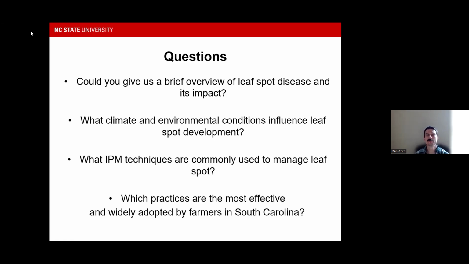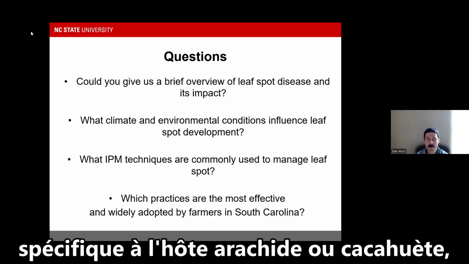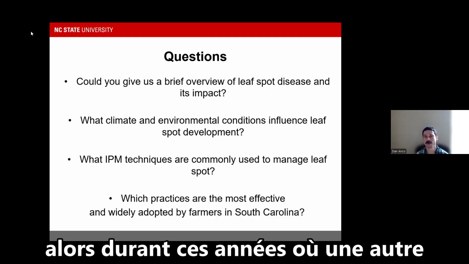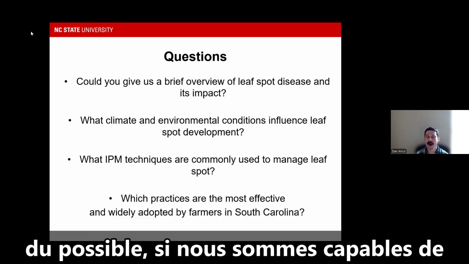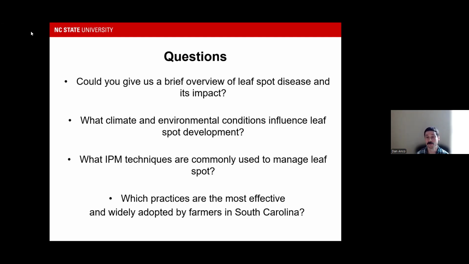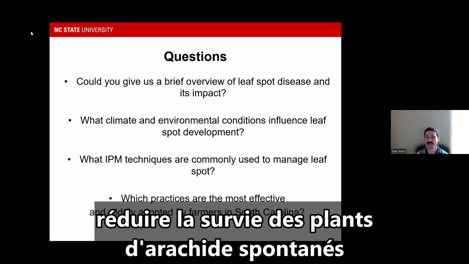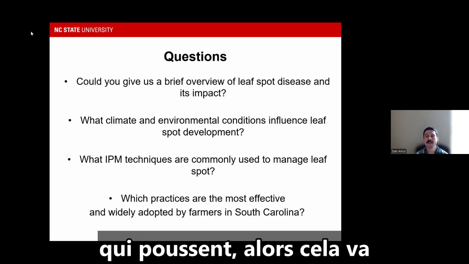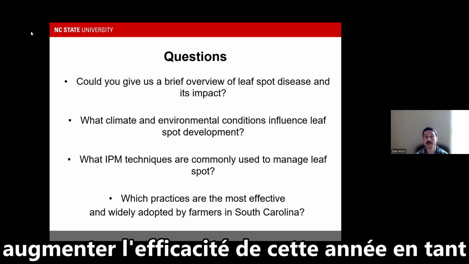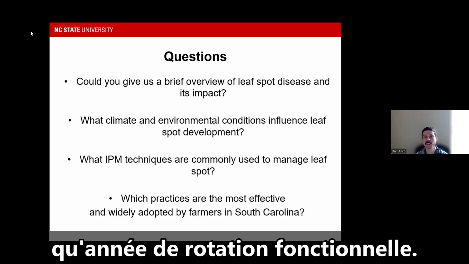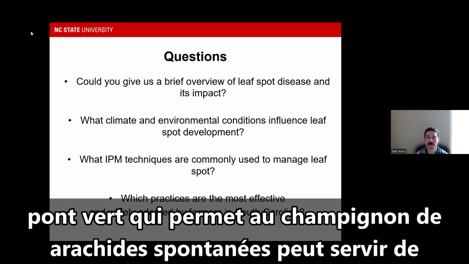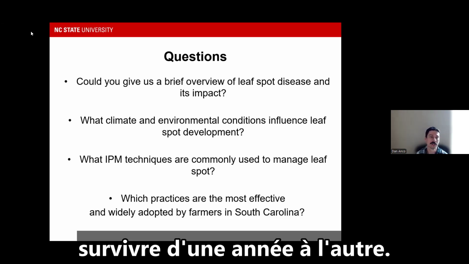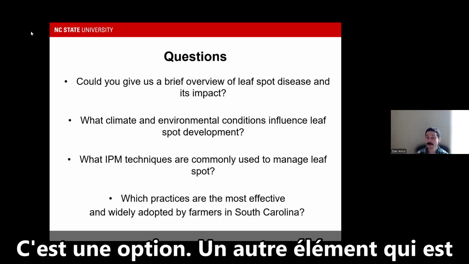And the other thing that goes along with that, because this fungus is host specific to peanut or groundnut, then in those years where a different crop is planted in the field, as much as possible, if we're able to reduce the survival of volunteer peanut plants that come up, then that's going to increase the efficacy of that year as being a functional rotation year. Otherwise, the availability of those volunteer peanuts can serve as a green bridge that allows the fungus to survive from one year to another. That's one option.